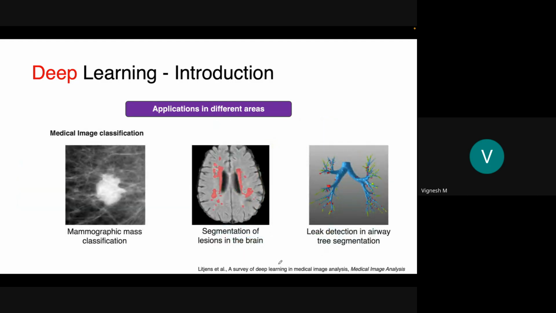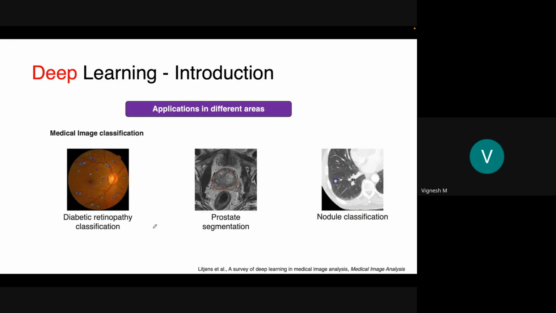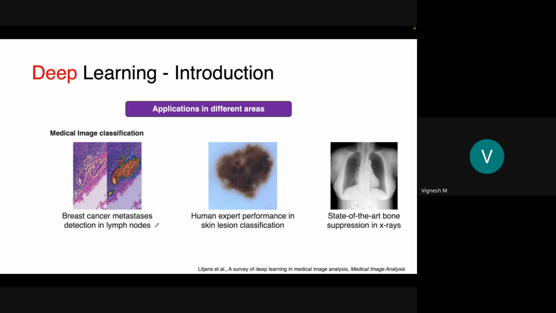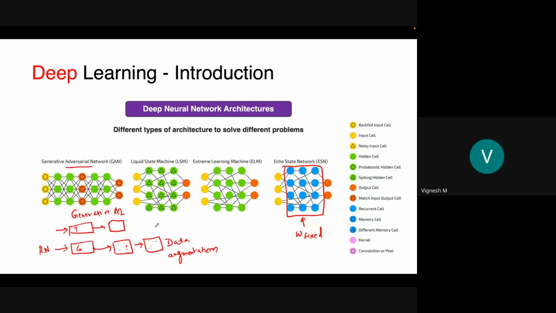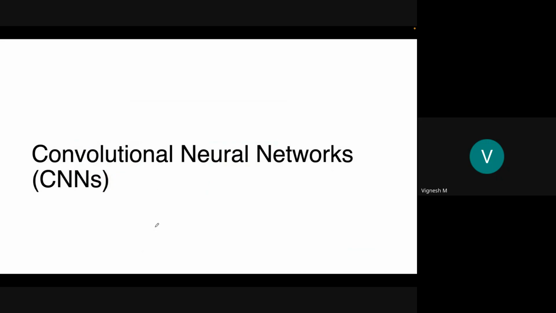And then in medical image classification, CNNs have often been used to do segmentation, leak detection, mammographic mass classification. There are many things, and so on and so forth. Okay, so I think with that we will stop. If there are any questions, I'm happy to answer. But that covers our introduction. So next time we will start with CNNs.